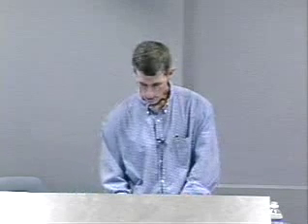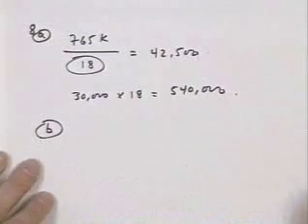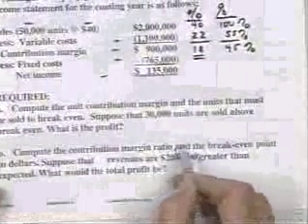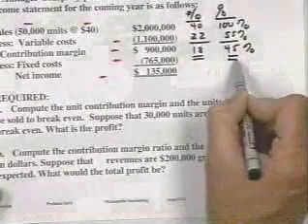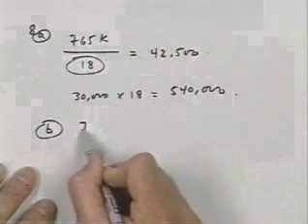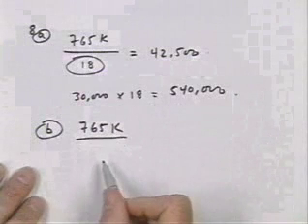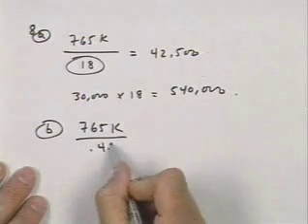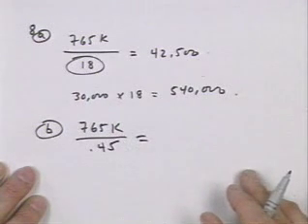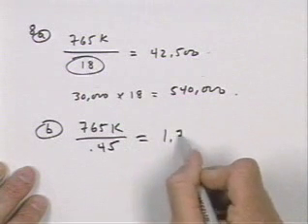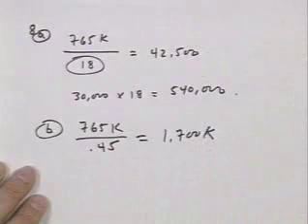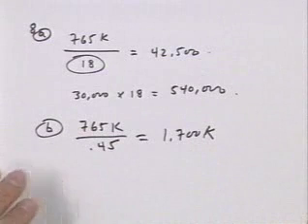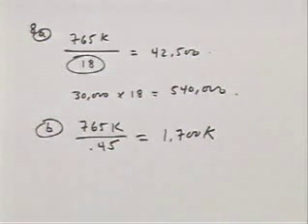Part B. What is the contribution margin ratio? Well, the contribution margin ratio is 45%. We calculated that earlier. And the break-even point in dollars. Well, the break-even point in dollars is simply fixed cost, 765, divided by the contribution margin ratio, which is 0.45. And so break-even in dollars would be $1.7 million. So if they sell $1.7 million, then they are breaking even and just breaking even.